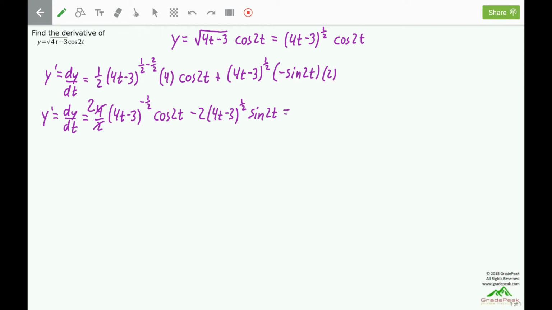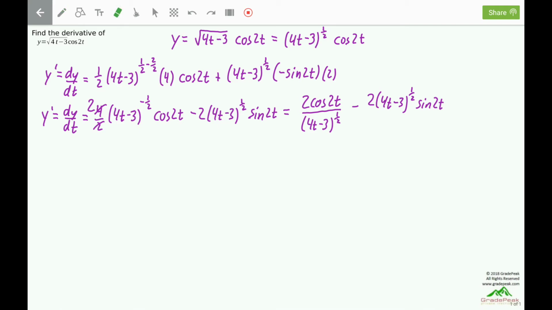In my next step, I'm going to take that negative exponent that's with the 2 and the cosine 2t and move it to the denominator. Now the 2 and the cosine 2t will stay in the numerator, and that 4t minus 3 will move to the denominator and become a positive 1/2 exponent. And then we have minus 2 times 4t minus 3 to the positive 1/2 times sine of 2t for the other term.